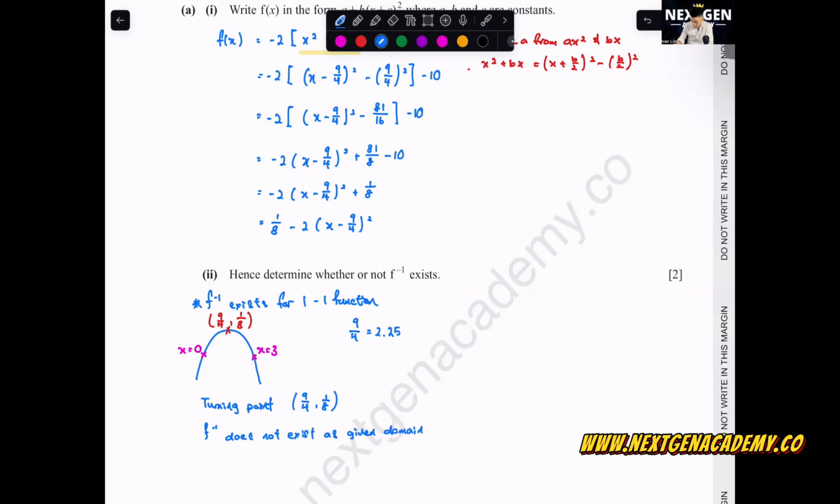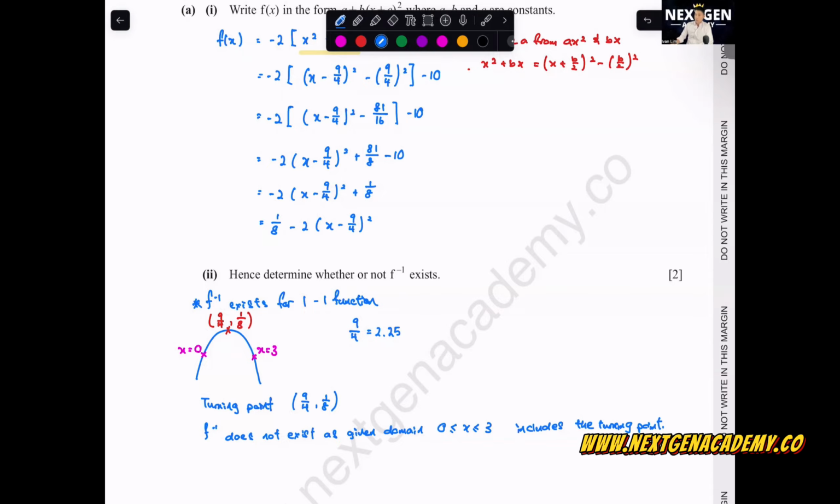What's the given domain? 0 to 3 includes the turning point. Or something along these lines. You can also say that it will still be a many-to-one function for f(x). Then when you inverse it, it'll be a one-to-many, and one-to-many is not a function. Okay, this one is question 9a.